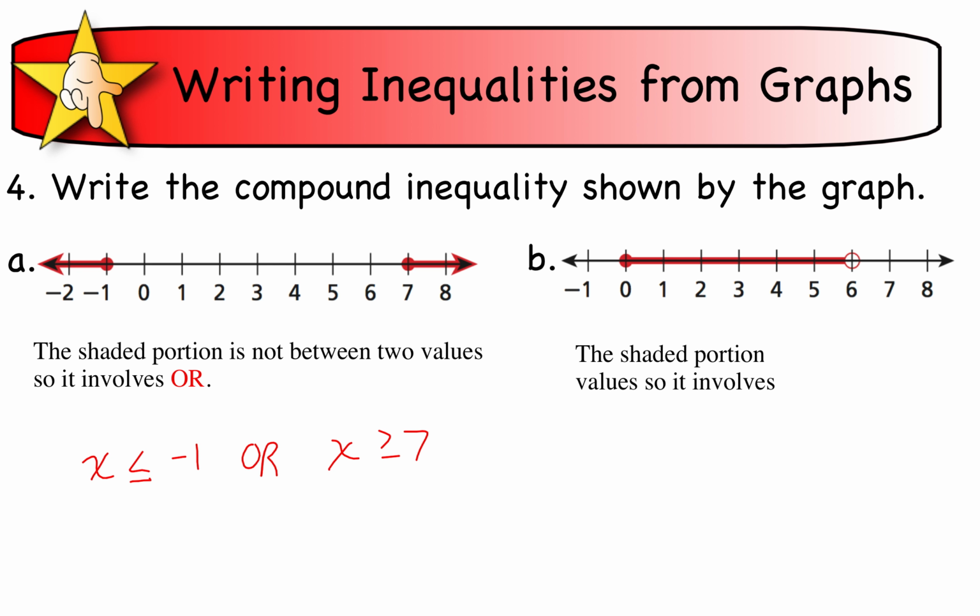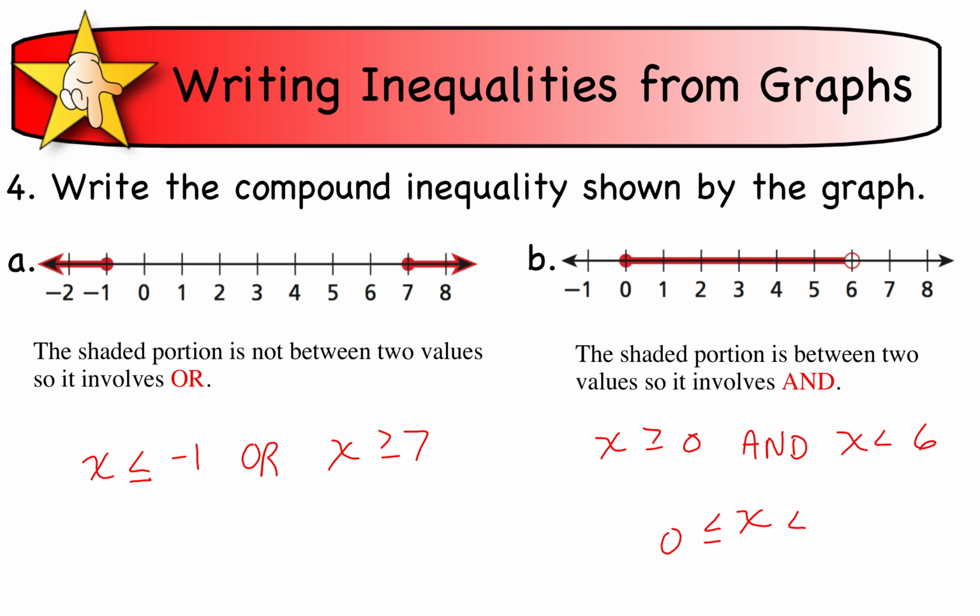Okay, over on the right hand side, this time the shaded portion is between the two values, so we know it involves an "and" statement. So this one we're going to go ahead and write. I'll show you how to write this in two different ways. So we know it is x is greater than or equal to 0, and we know it is x is less than 6. Open dot means just a less than. Closed dot means it has the equal to with it. Well, remember I told you we can write this with x in the middle. So it says x is greater than or equal to 0, but less than 6. That's how we would write it as a single statement.